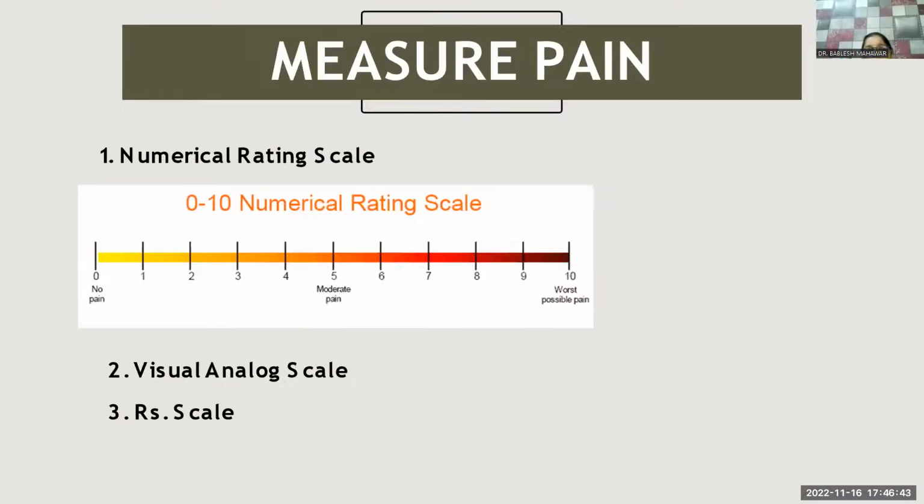Now, there are so many methods to assess pain. They can be unidimensional pain scales, and can be multidimensional also. Certain scales which we normally use: the first is the numerical rating scale, which is marked from 0 to 10. You can ask the patient that 0 means no pain and 10 means the worst pain, and in the middle you can mark 5 as moderate pain. So how much can the patient rate his or her pain on the scale of 0 to 10?